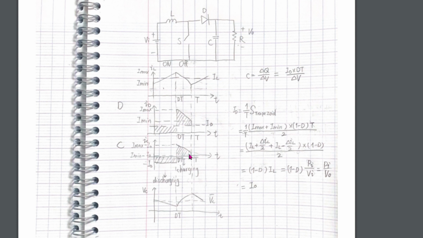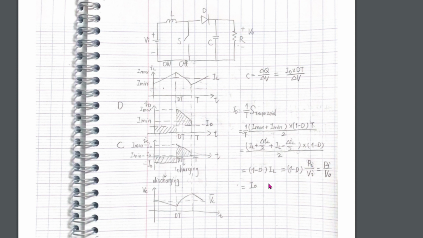The first shadow is easy to calculate. It's I output times DT. The average diode current is this part over the whole cycle's average. We can calculate the trapezoid surface and then divide it by T. We get 1 minus D times IL. We need to change the IL with the power input. Then we get the Iout.